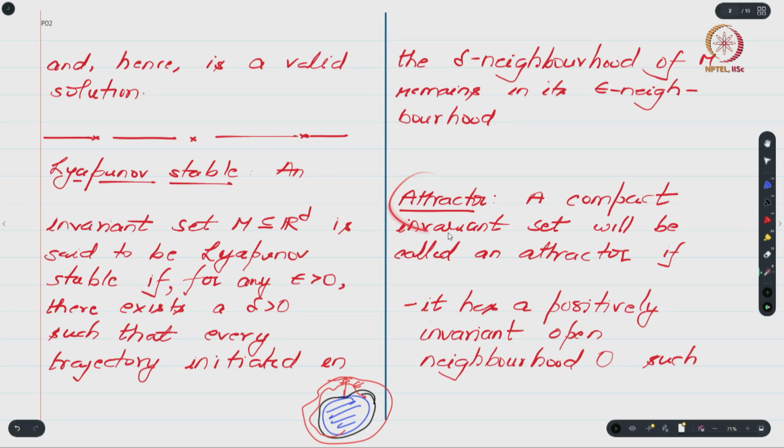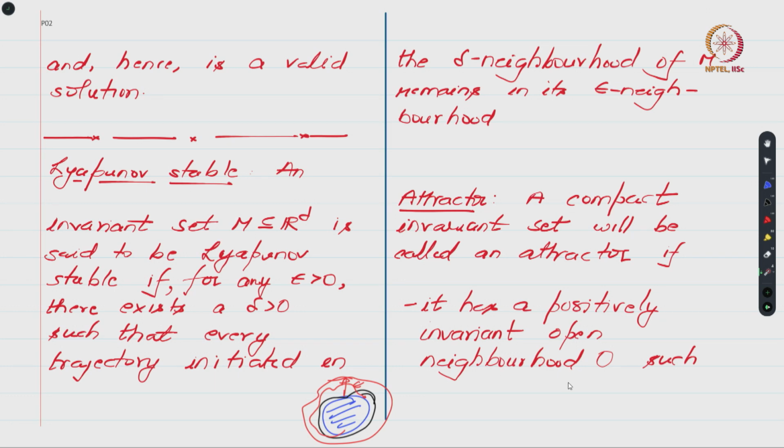The next definition that we need to understand is that of an attractor. So a compact invariant set will be called an attractor if it satisfies two conditions. First is that it has a positively invariant open neighborhood O.